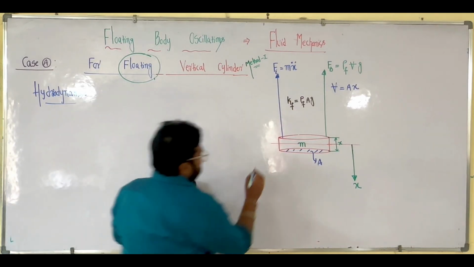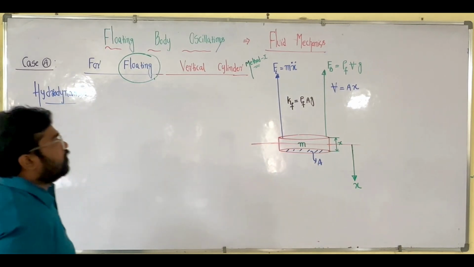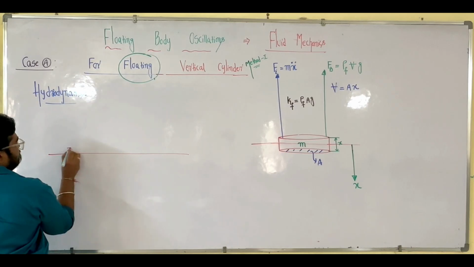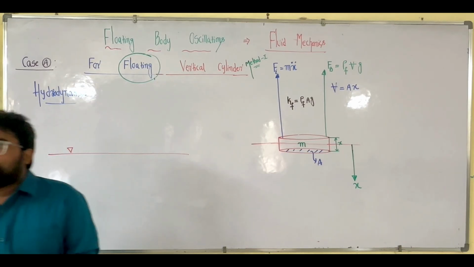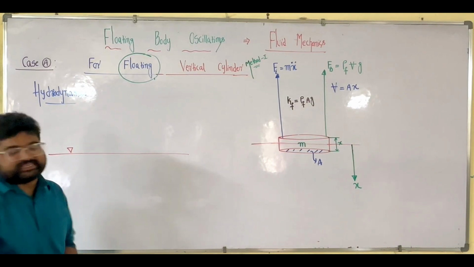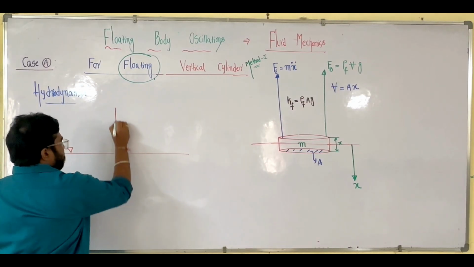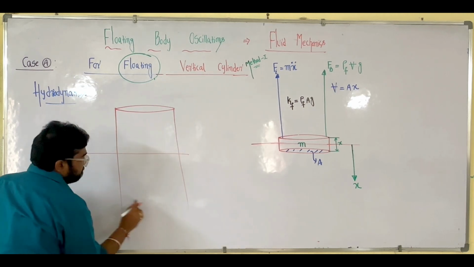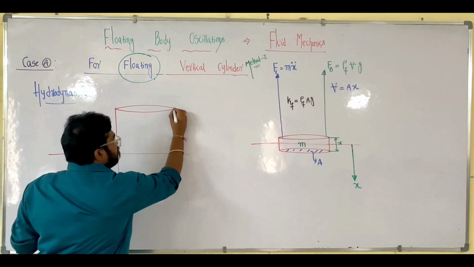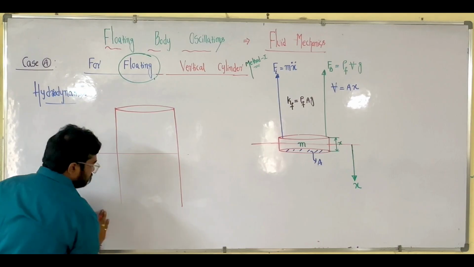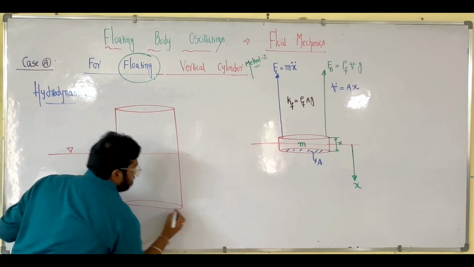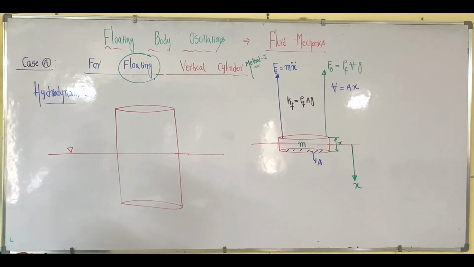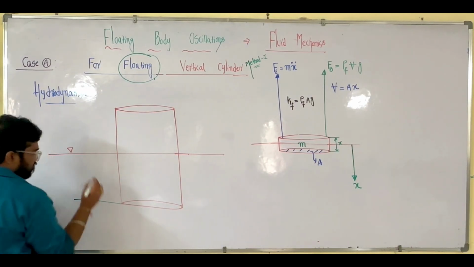Focus here. Now see this method 2. How to solve floating body oscillation questions straight away. How to build the mathematical model. Focus on this, here to here. This body, a vertical cylinder, is floating. Take data from a JEE Advanced question.